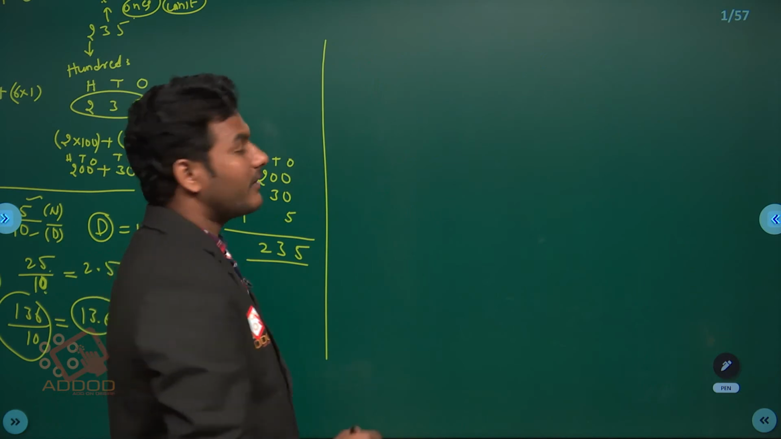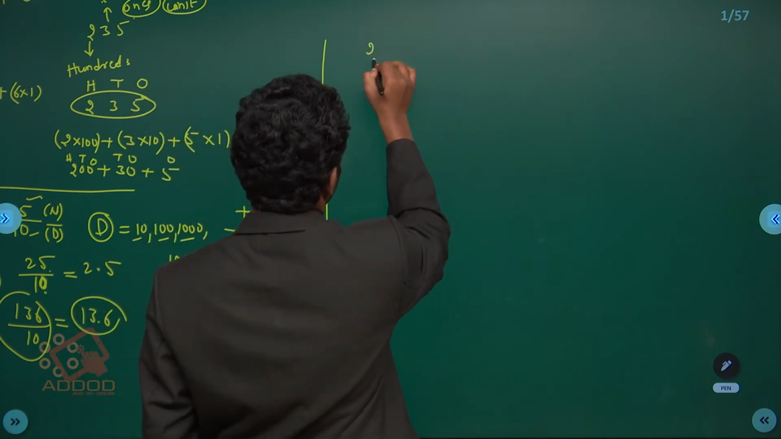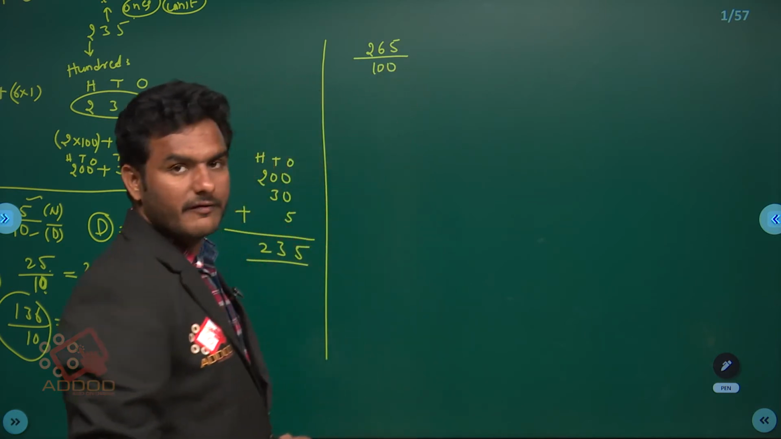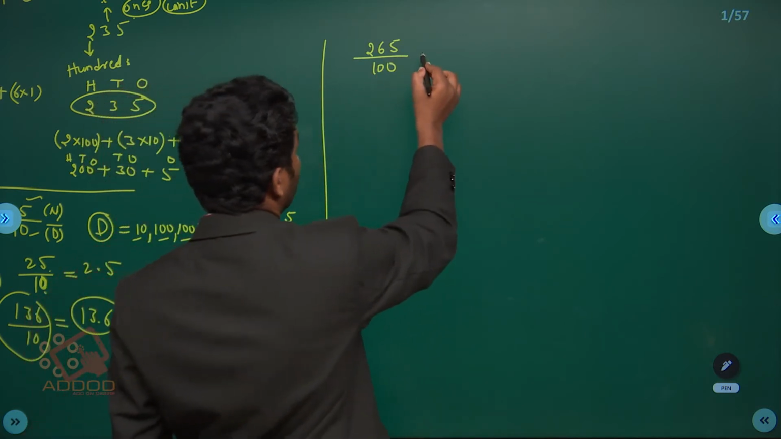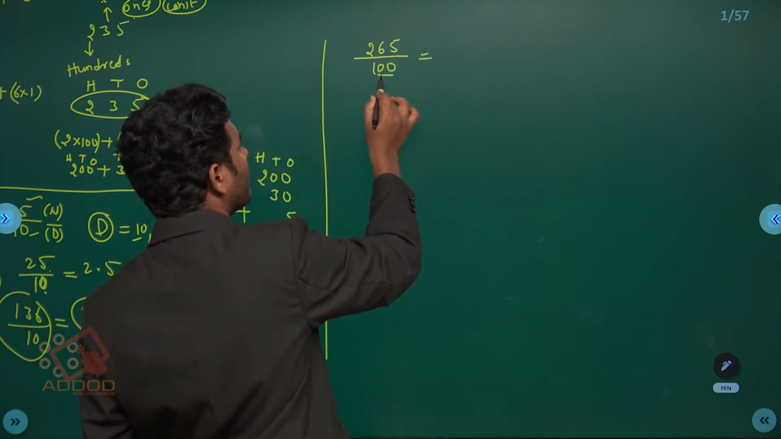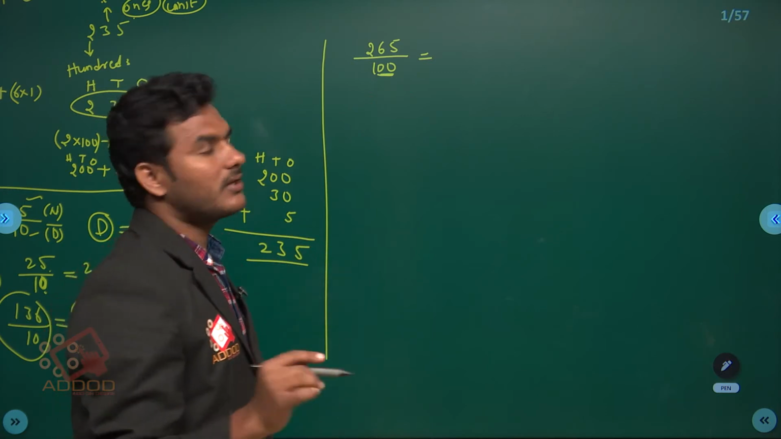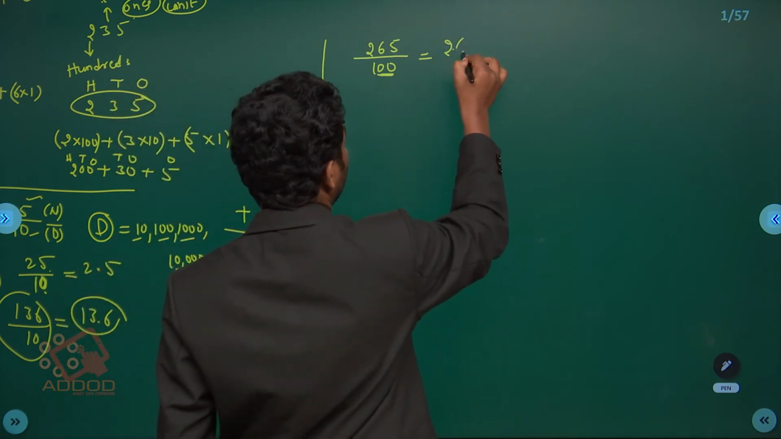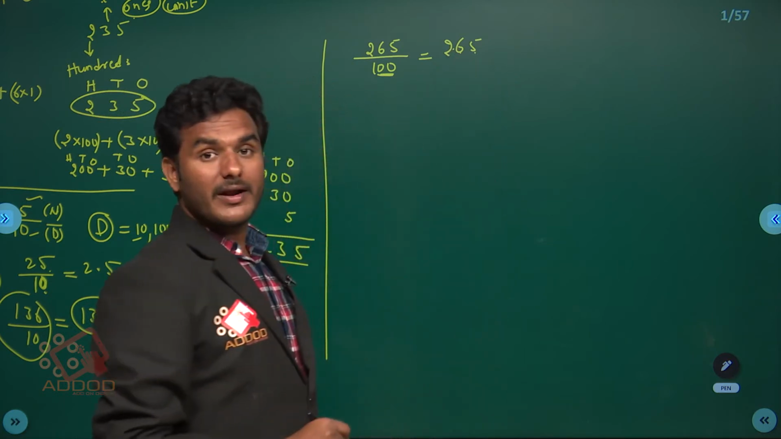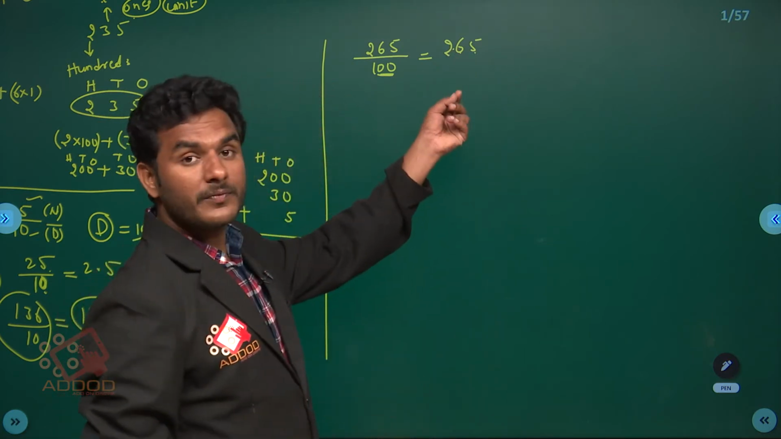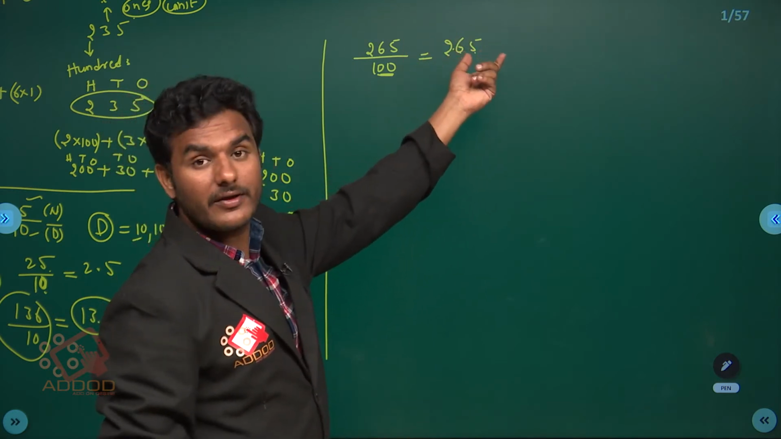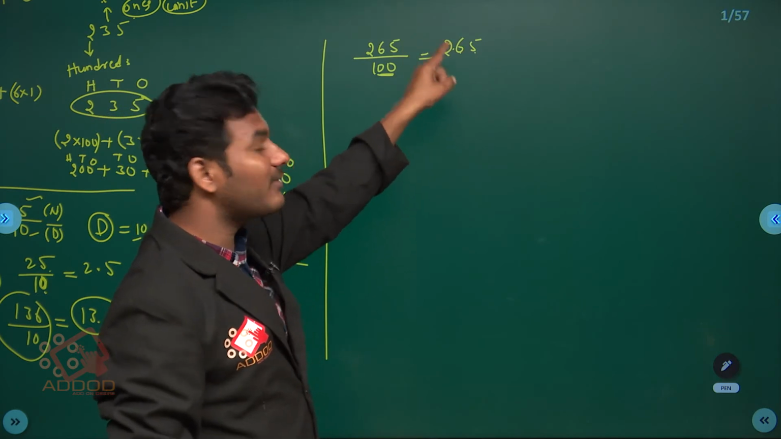For example, 265 by 100. At that time, how can we write the answer? Here 100 is there. How many zeros are there? 2 zeros. So before 2 digits, we have to keep the point: 2.65. Whenever we read this value, we read it as 2.65, not 265.